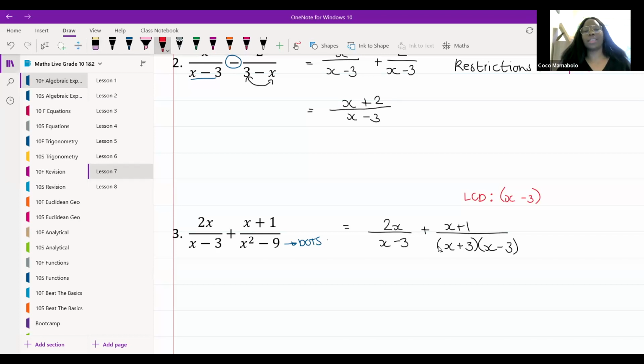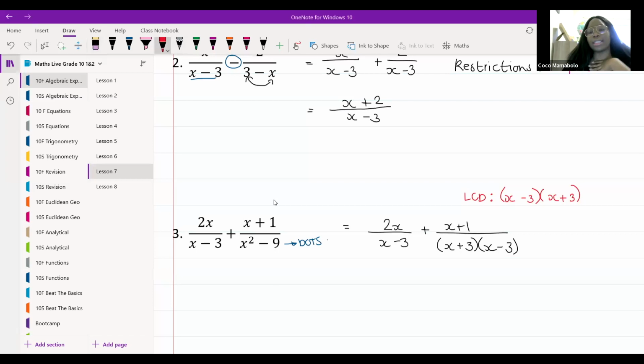Okay, I'll let you in on the secret. Well, it's not really a secret. The other part of our denominator is going to be x plus 3. Why is Teacher Coco also including x plus 3? Who's got an idea? Nobody.